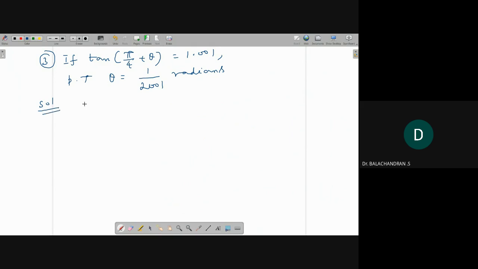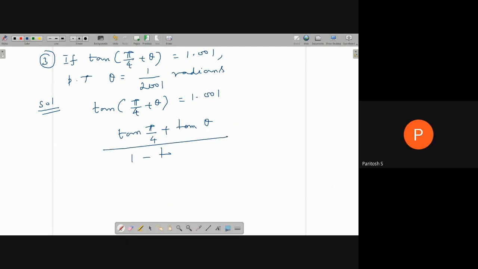Solution. So what is given in the statement? Tan of (pi by 4 plus theta) equal to 1.001, that is given in the question. So using the tan(A plus B) formula, (tan A plus tan B) divided by (1 minus tan A tan B), with A as pi by 4 and B as theta, which is equal to 1.001.